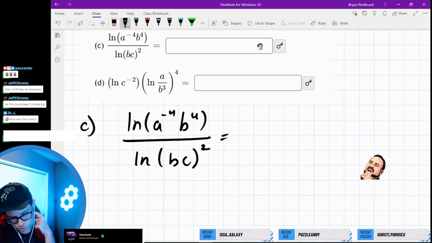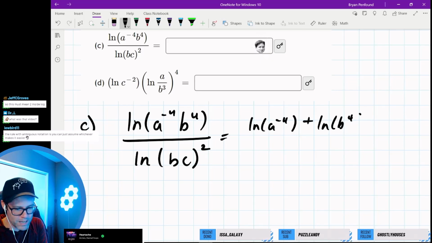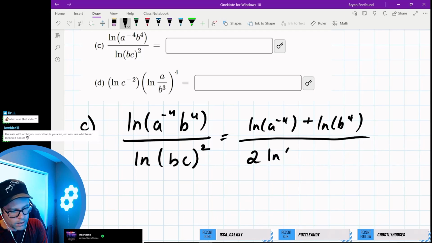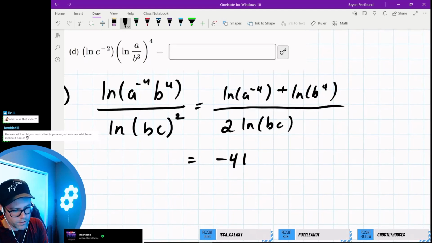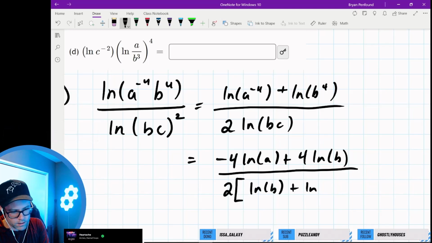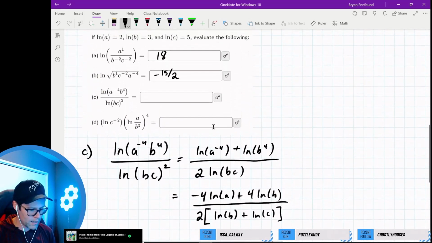That means we should be able to expand the numerator out to be ln of A to the -4 plus ln B to the 4. And then in the denominator, I guess we'll pretend this is inside the logarithm, so we can write this as 2 ln BC. And then we get -4 ln A plus 4 ln B. And then we need 2 times ln B plus ln C. So once we have that, we should be able to now, I guess, do some substitution.